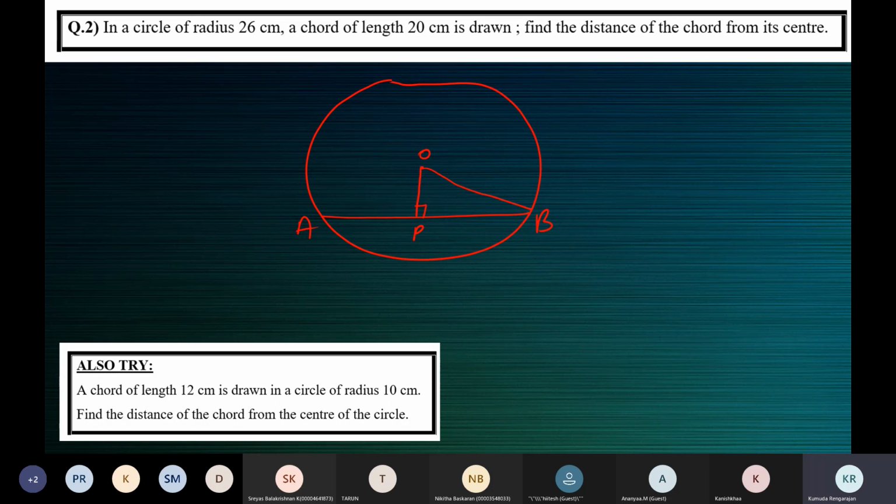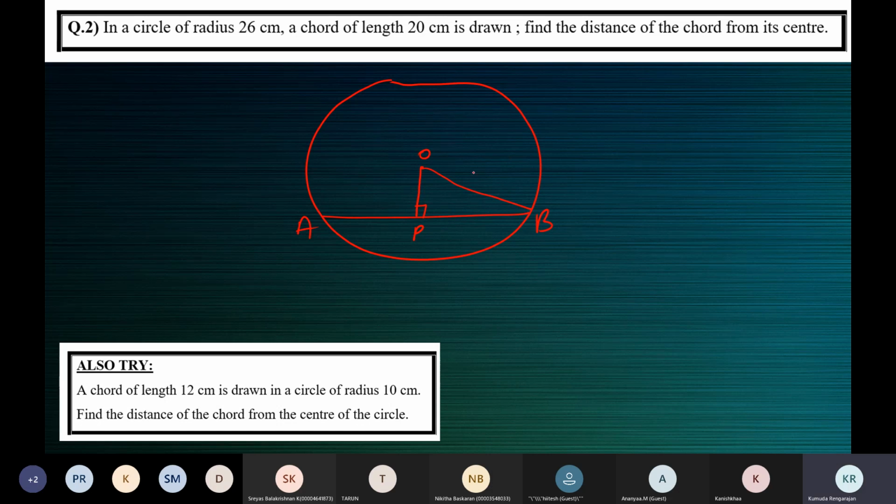The line segment OP is the perpendicular distance of the chord from the center. And the line segment OB is the radius. So when you have information like this regarding the radius, length of chord, distance from center, draw a figure like this and write down the details in this figure.